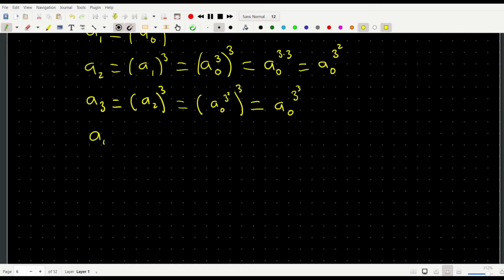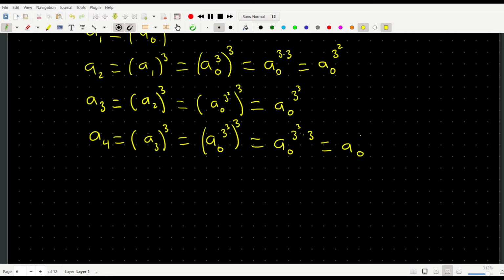We'll do one more for good measure. This is going to be a4, which is a3 cubed, which is going to be a naught to the 3 cubed, cubed, which is going to be a naught to the 3 cubed times 3, or a naught to the 3 to the power 4.